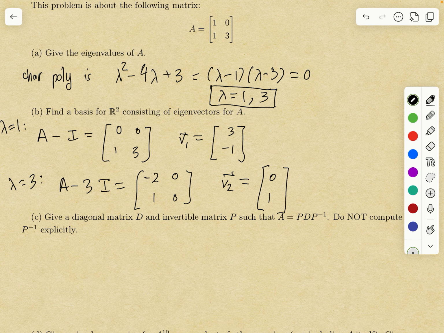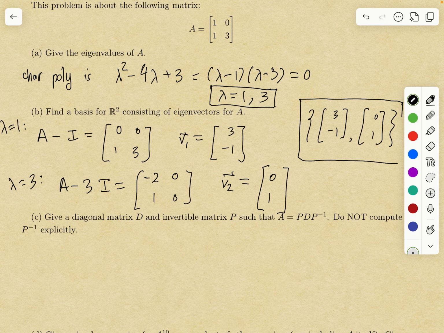The first component has to be 0 in order for the product to be the 0 vector. So my basis is going to be (3, -1), (0, 1). This set of two vectors. Again, there's lots of different possibilities, but you're going to have one vector which is a scalar multiple of (3, -1), and another vector which is a scalar multiple of (0, 1).